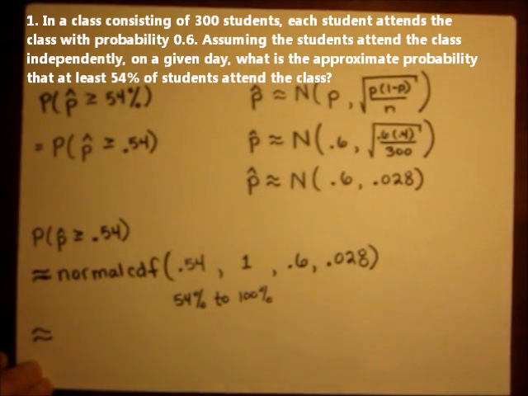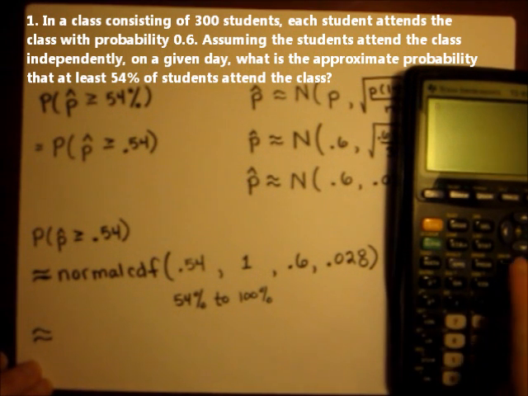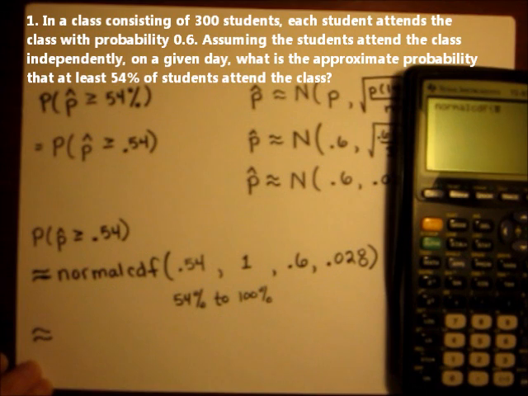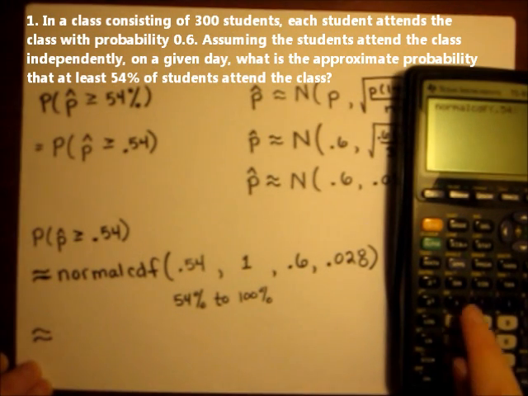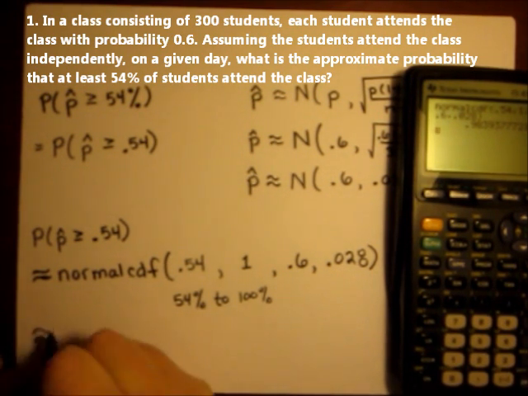If I wanted to solve for this, I would use my graphing calculator. I would go to second VARS as my distributions. The second option is normal CDF. So 0.54, comma 1, comma 0.6, comma 0.028 gives me an answer of about 0.984.